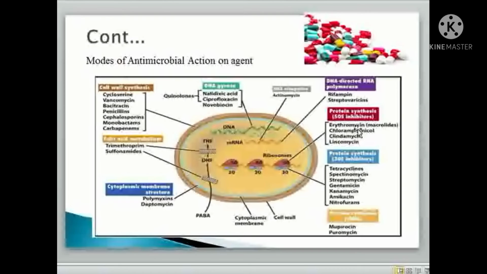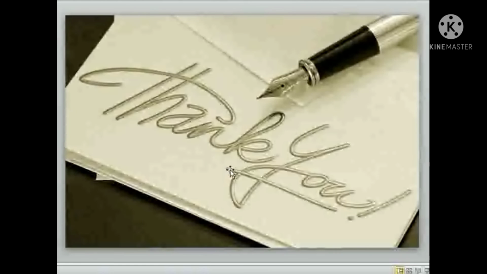So this picture is another illustrative or explanatory picture for the mechanism of action of the antimicrobial drugs. When you see the sulfonamide, it competes with PABA for the DHF, dihydrofolate, whereas the trimethoprims may interfere with the THF. So this picture is also illustrative of the mode of antibiotic action on bacteria.